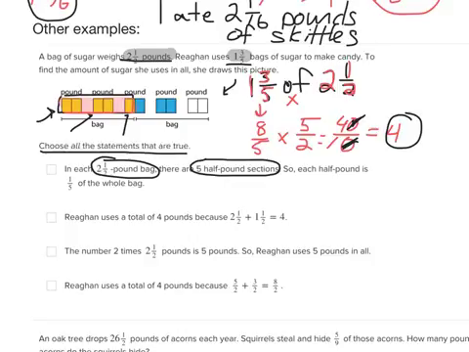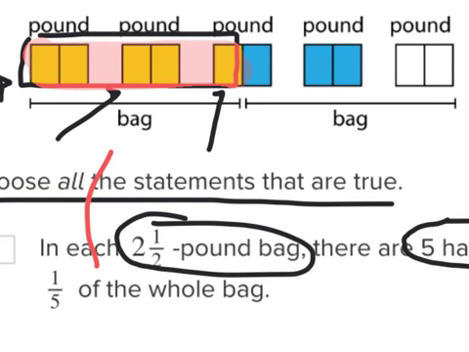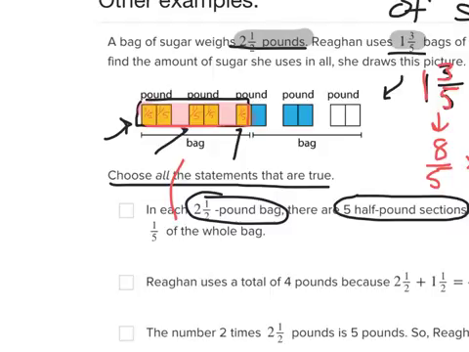Let's see if I can write that in the small box. Each half-pound would be 1/5 because it takes 5 of those to make the whole bag. That's 3/5, 4/5, 5/5. So that is correct. I would check that box right there.